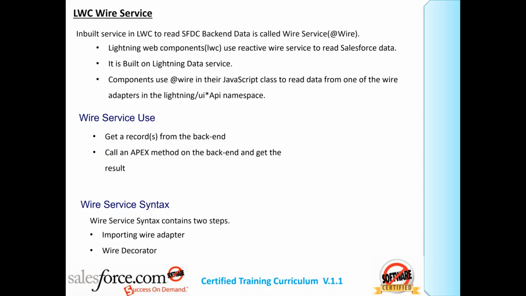Next point. Write down: use of wire. What is the use of wire? Wire service has two usages only: to get the records from the backend, and to call an Apex method and get the result.